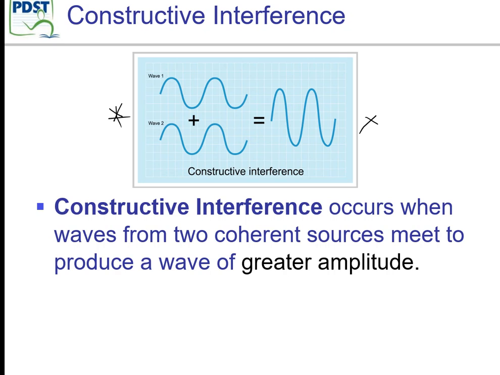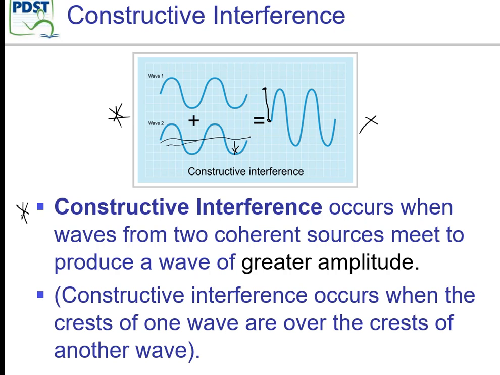So normally constructive interference will occur when waves from two coherent sources meet to produce a wave of greater amplitude. So you can see the amplitude from here to here is greater than the amplitude from here to here. So we have kind of doubled the amplitude.